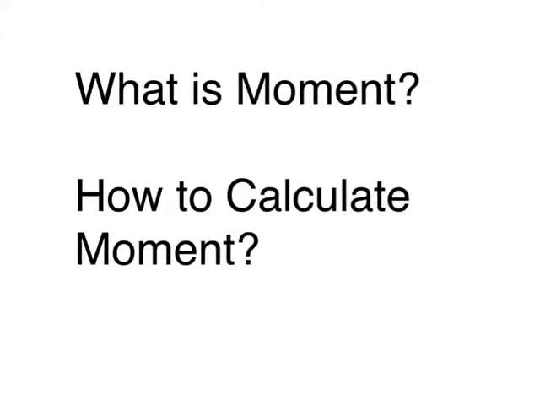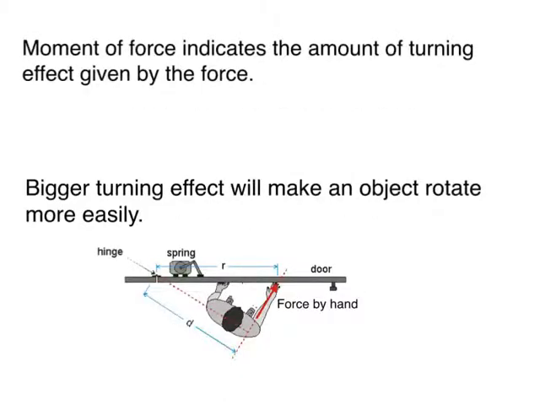Moment is best learned by knowing the actual meaning of it and by relating it to the real life situation. It is not by remembering the formula. Moment is caused by force, therefore it is called moment of force. It tells you about the amount of turning effect given by the force. A big turning effect will make the object rotate more easily. For example, in this case, if the man applies a big turning effect on the door, it will open more easily.